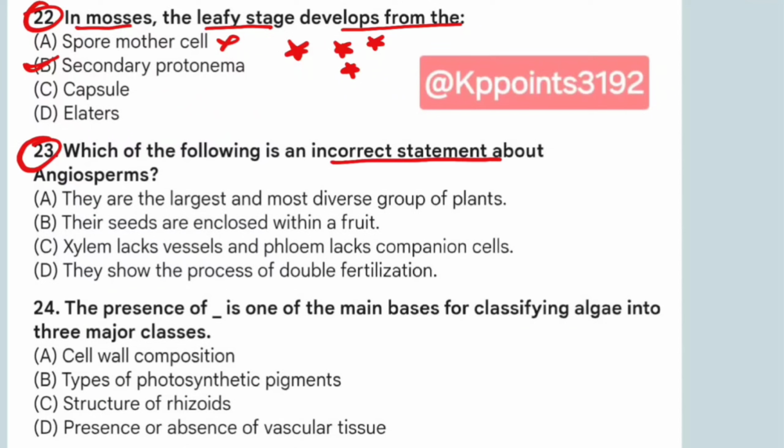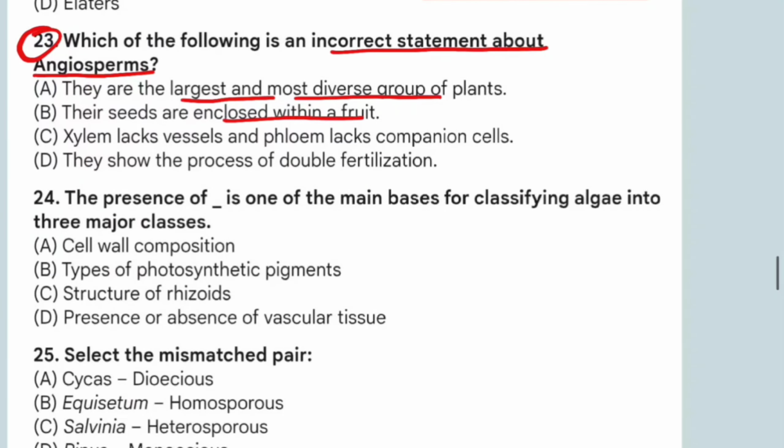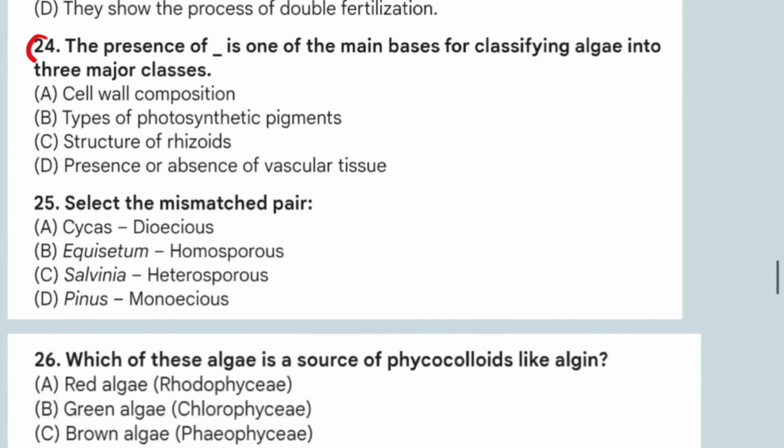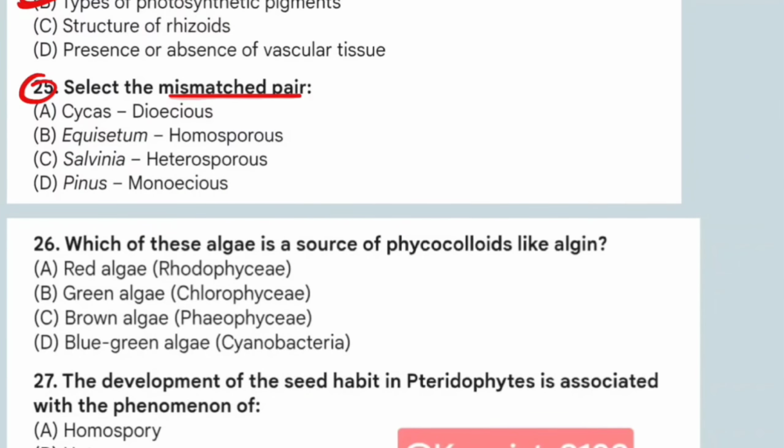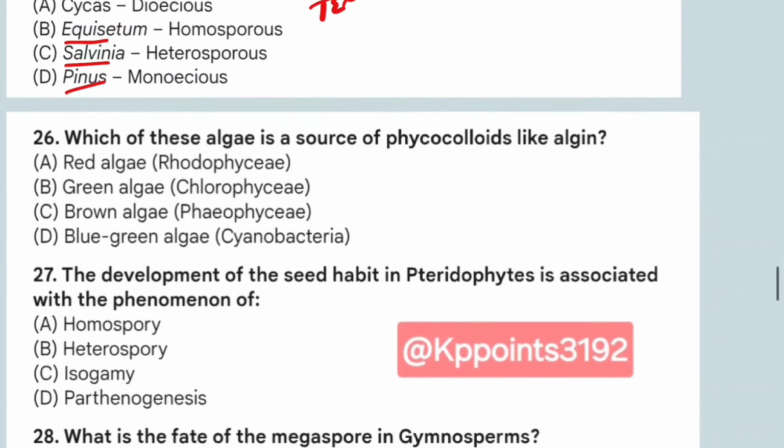23. Which of the following is an incorrect statement about angiosperms? They are the largest and most diverse group of plants? Yes. Their seeds are enclosed within the fruit? Yes. Xylem lacks vessels and phloem lacks companion cells. This is incorrect. Question number 24. The presence of what is one of the main bases of classifying algae into three major classes? Cell wall composition, yes, but not primary. Types of photosynthetic pigments, yes, this is primary. 25. Select the mismatched pair. Tell me in the comment section. Cycas, Equisetum, Salvinia and Pinus.